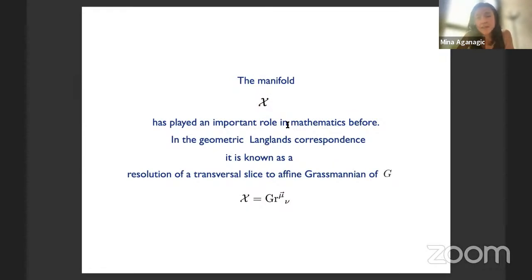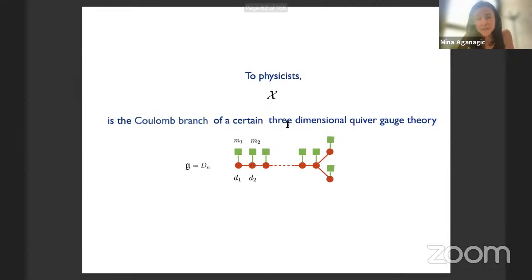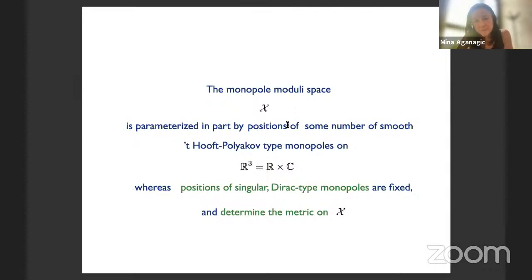In the geometric Langlands correspondence, it's known as the resolution of the transversal slice to the affine Grassmannian of G. To physicists, the same X is a Coulomb branch of a certain three-dimensional gauge theory. The monopole moduli space is parameterized in part by positions of some number of smooth monopoles on R3, whereas positions of singular or Dirac type monopoles are fixed and they determine the metric on X.